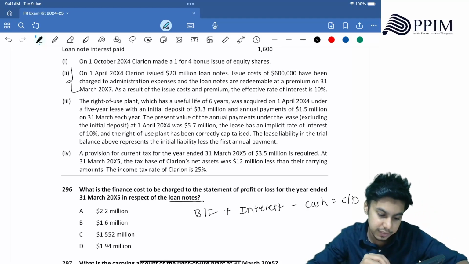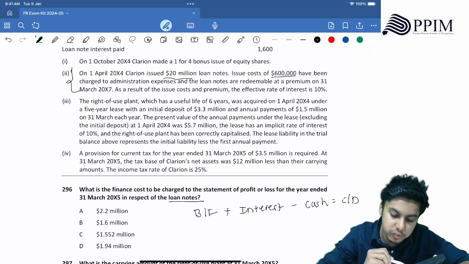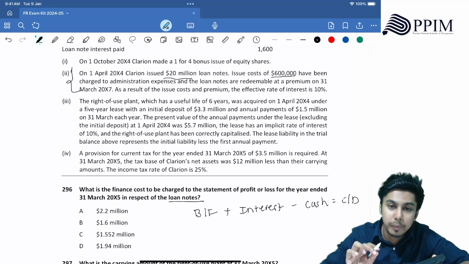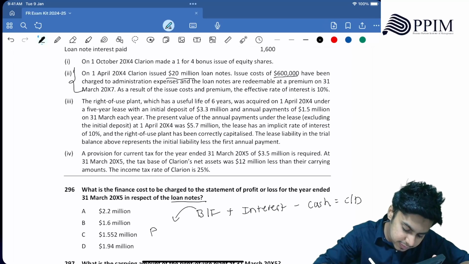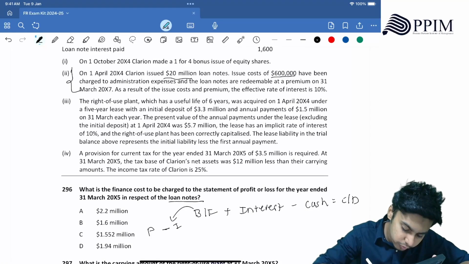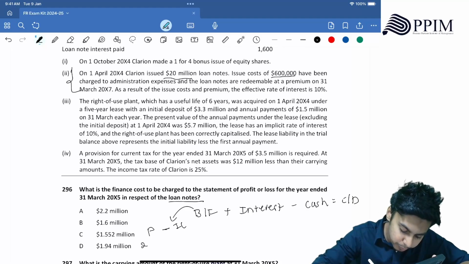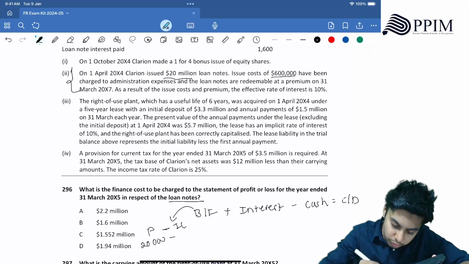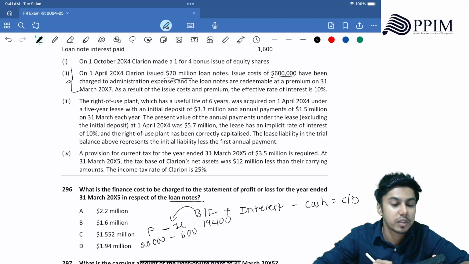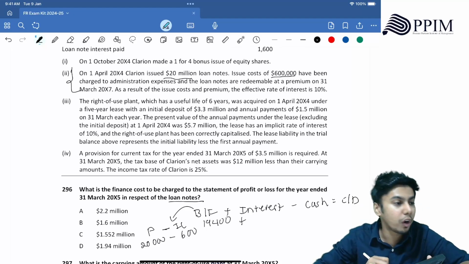So brought forward, let's see. They have issued a 20 million loan. Issue cost is 600,000. Remember, the brought forward should always be proceeds minus issue cost. Proceeds means what you're getting. How much did you get? 20 million rupees we got, minus issue cost. So the issue cost is 600,000. The brought forward has to be 19,400.